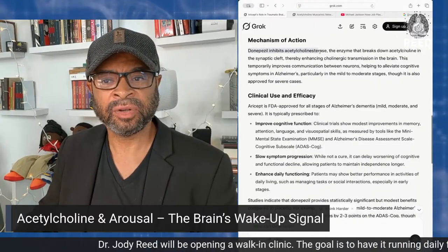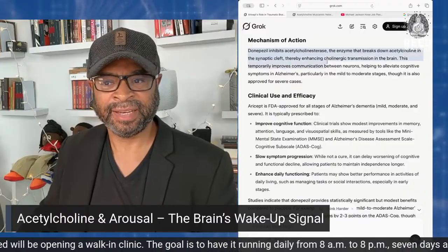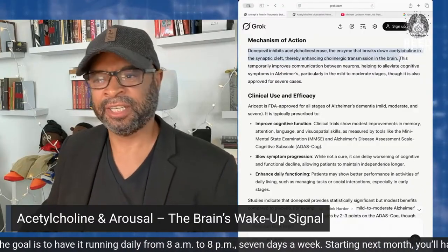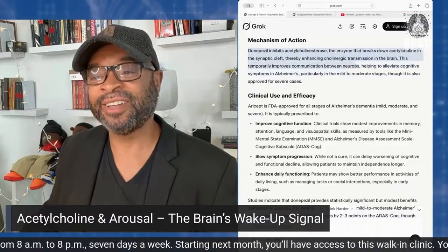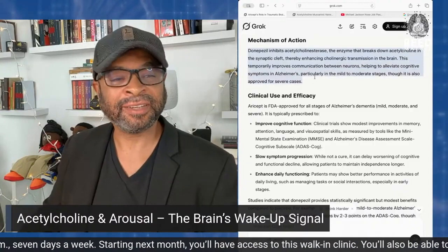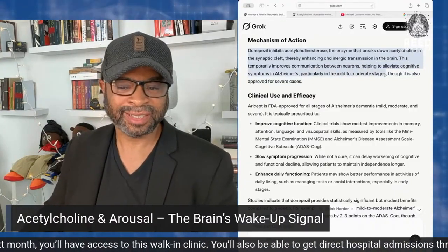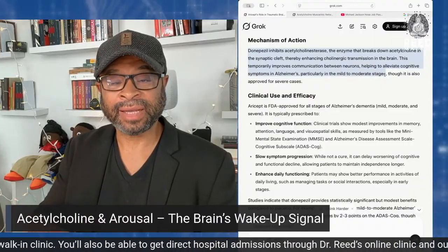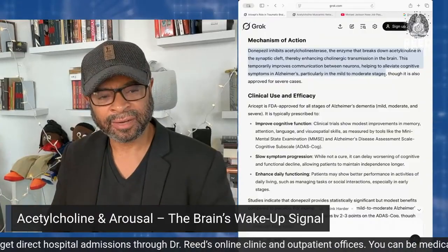Again, it inhibits acetylcholinesterase, the enzyme that breaks down acetylcholine in the synaptic cleft, thereby enhancing cholinergic transmission in the brain. It must have been listening to me, because it said the same thing I said. This temporarily improves communication between neurons, right? Helping to alleviate cognitive symptoms of Alzheimer's, particularly in the mild to moderate stage. You see this? You got it? Acetylcholine muscarinic network hypoactivity leads to the symptoms consistent with Alzheimer's dementia, right?